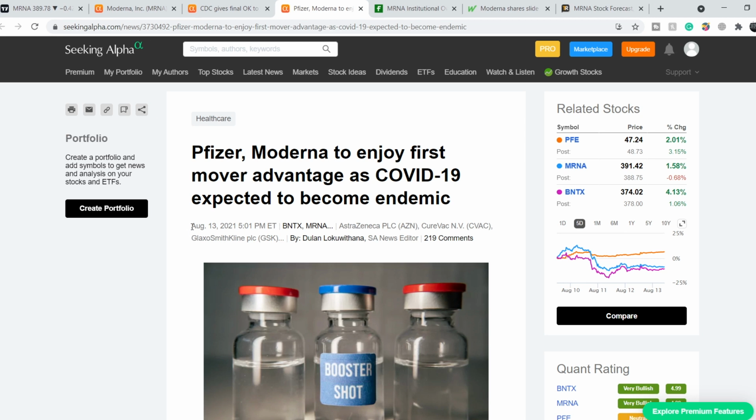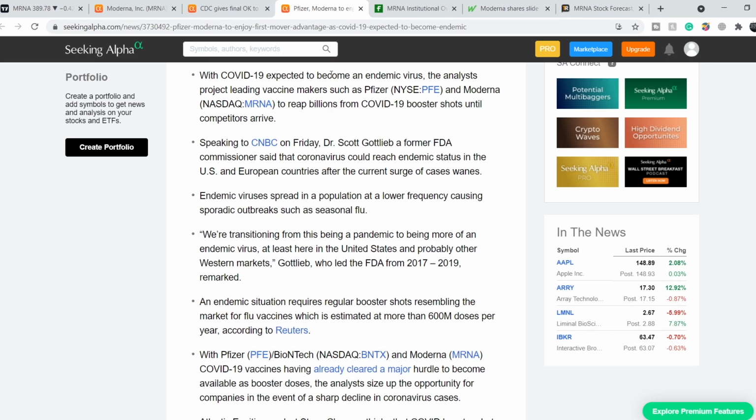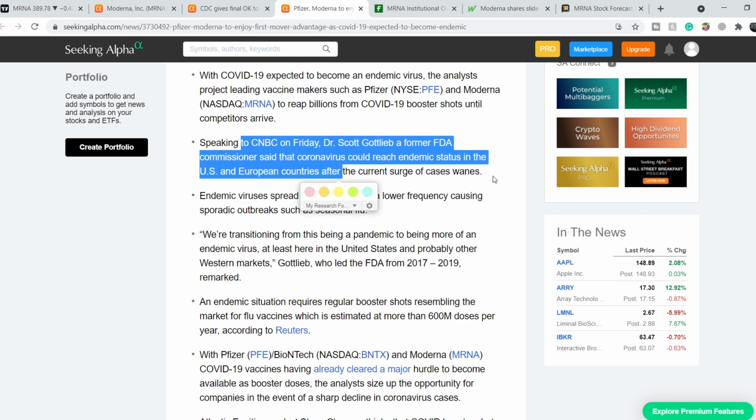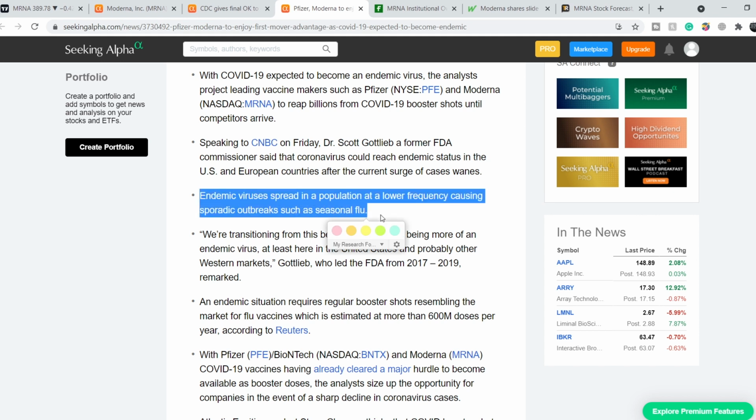And this article was published also on August 13th, and it's titled Pfizer, Moderna to enjoy first mover advantage as COVID-19 expected to become endemic. And let me quote you these bullets. With the COVID-19 expected to become an endemic virus, the analysts project leading vaccine makers such as Pfizer and Moderna to reap billions from COVID-19 booster shots until competitors arrive. Speaking to CNBC on Friday, Dr. Scott Gottlieb, a former FDA commissioner, said that coronavirus could reach endemic status in the United States and European countries after the current surge of cases wanes. Endemic viruses spread in a population at a lower frequency, causing sporadic outbreaks such as seasonal flu.